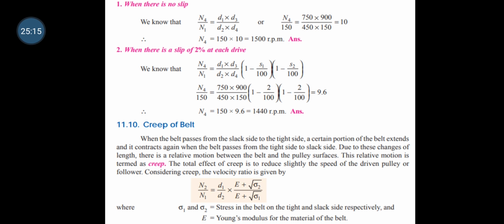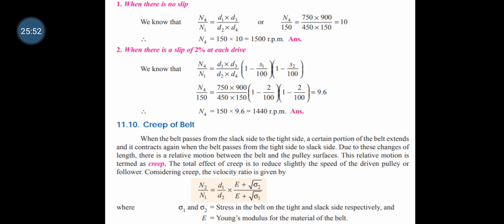Next, creep of belt. When the belt passes from the slack side to the tight side, a certain portion of the belt extends, and it contracts again when the belt passes from the tight side to the slack side. Due to these changes of length, there is a relative motion between the belt and the pulley surfaces. This relative motion is termed creep. The total effect of creep is to reduce slightly the speed of the driven pulley or the follower.